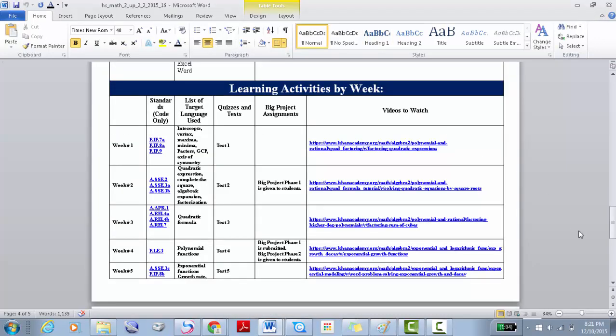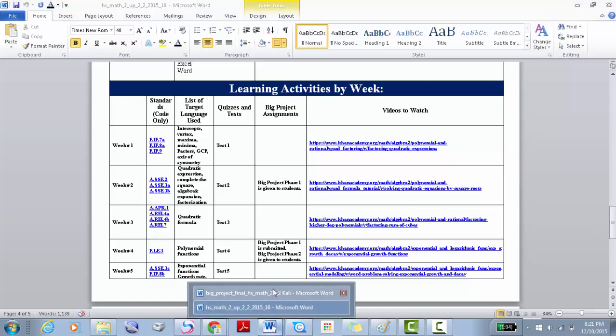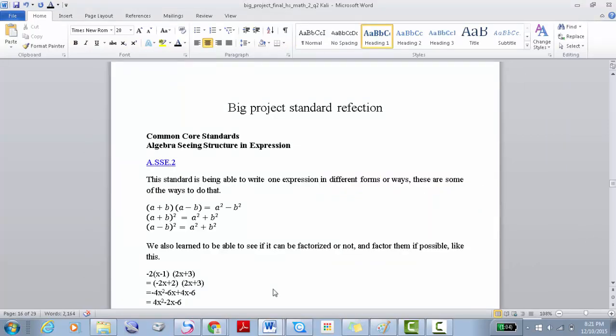But this is not the only thing that we were supposed to do a standard reflection on. We did everything from the beginning of quarter one until now. So the first standard that we took in quarter one was ASSE2, being able to write one expression in a different form or ways. These are the ways that it's written.